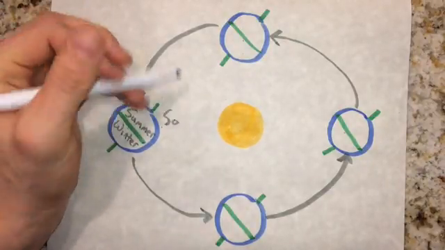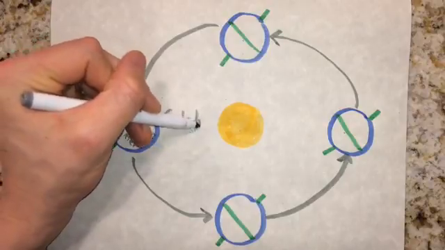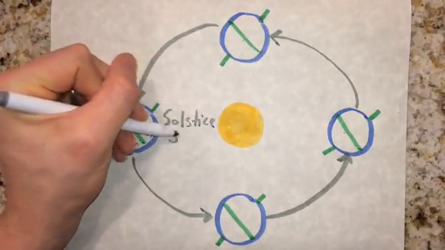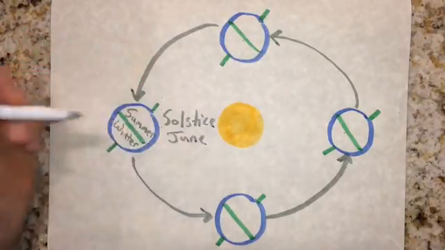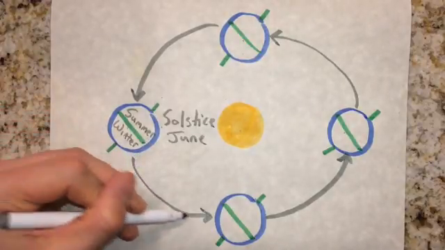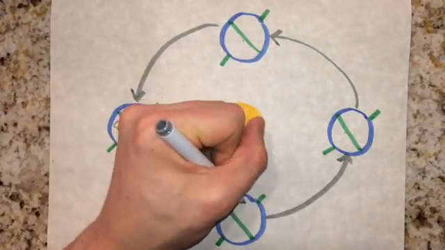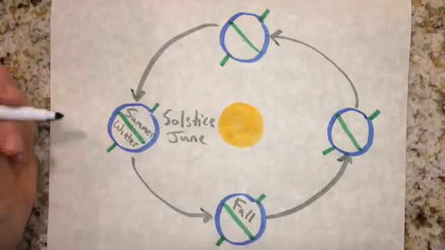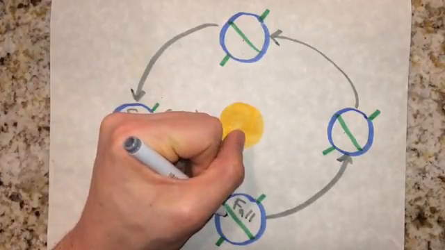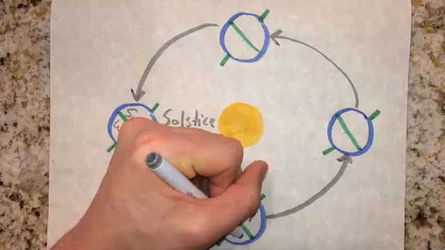This is called a solstice. Solstice means sun stands still, and it is literally the shortest and or longest day of the year. From this position, the Earth is going to continue to revolve in a counterclockwise motion. The next season is fall, and the opposite in the southern hemisphere is spring.